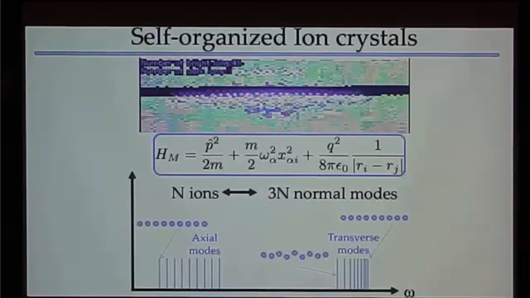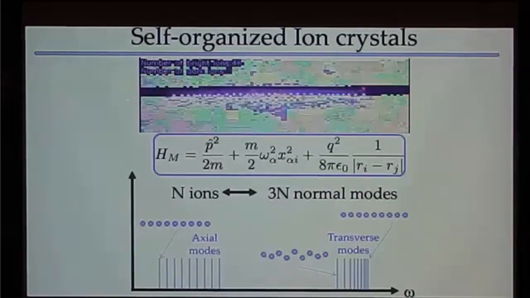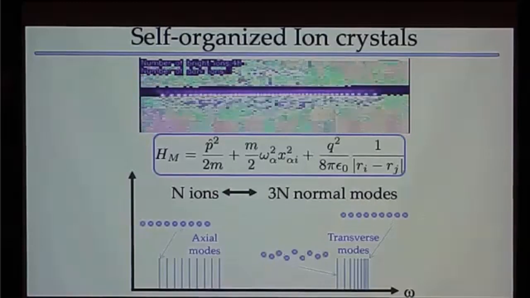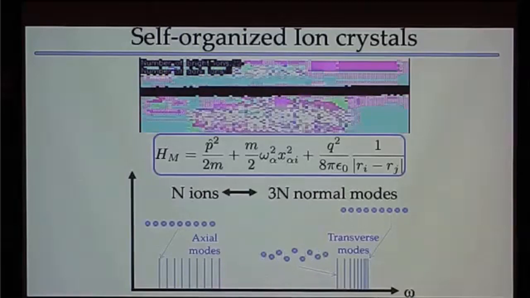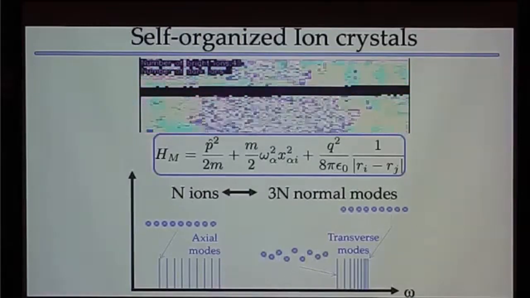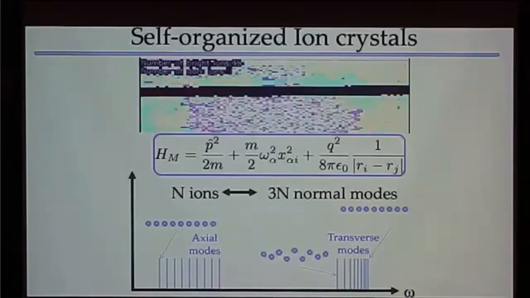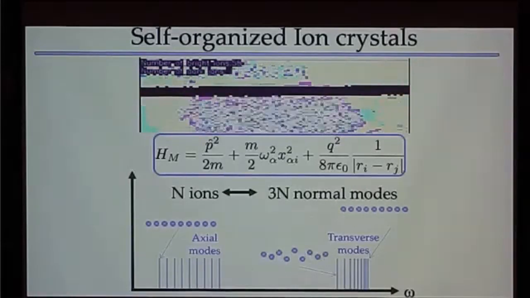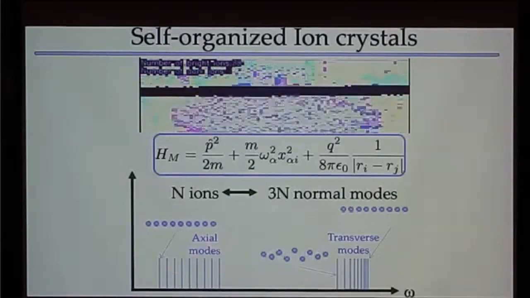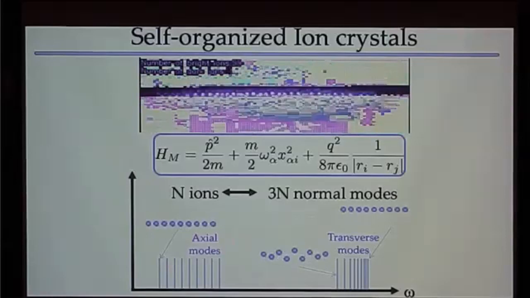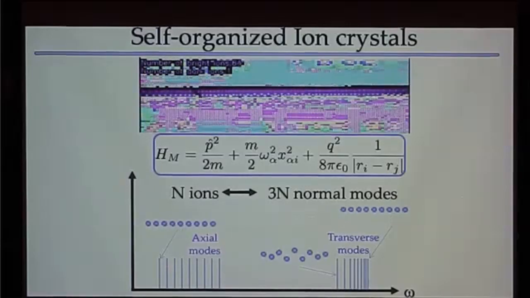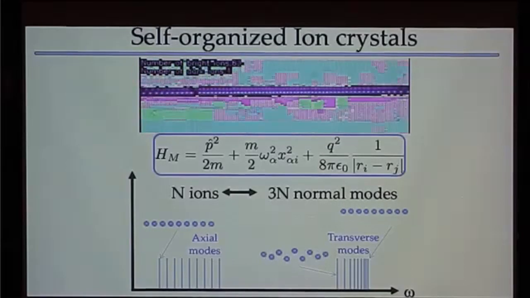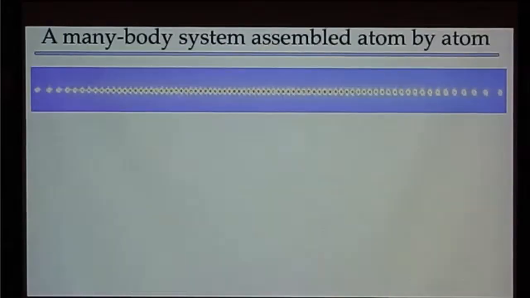So when they arrange in a linear chain, the competition between Coulomb repulsion and the harmonic potential that we impose from the outside creates second-order normal modes. And we've seen in the previous talk that these normal modes are actually how we create entanglement by coupling motion and spin. So this is related to the motional degrees of freedom.